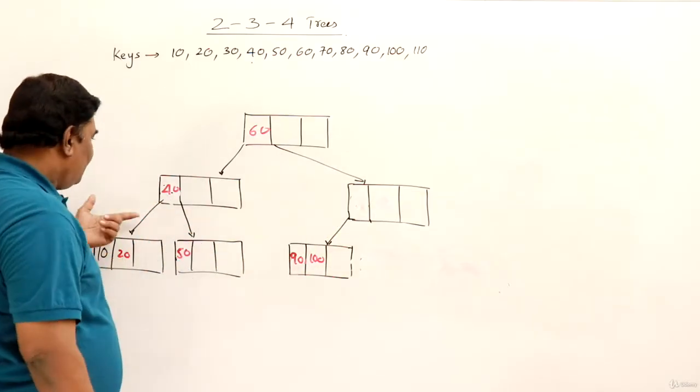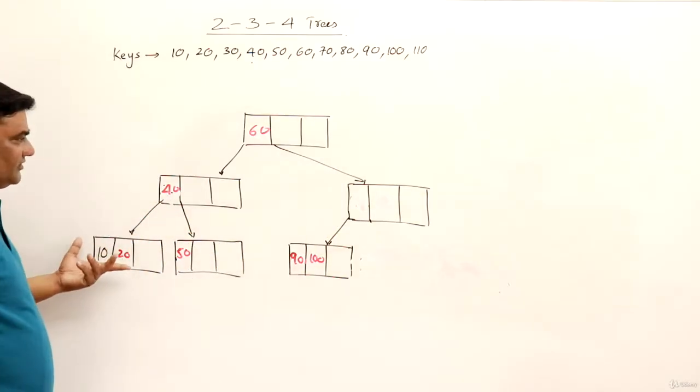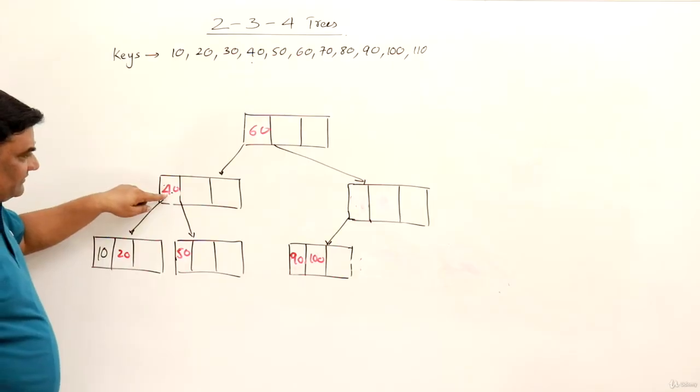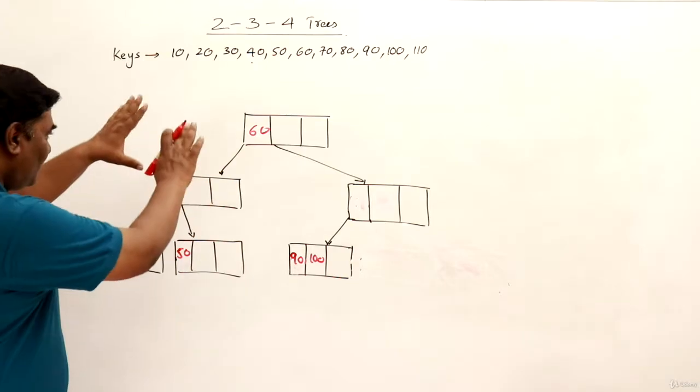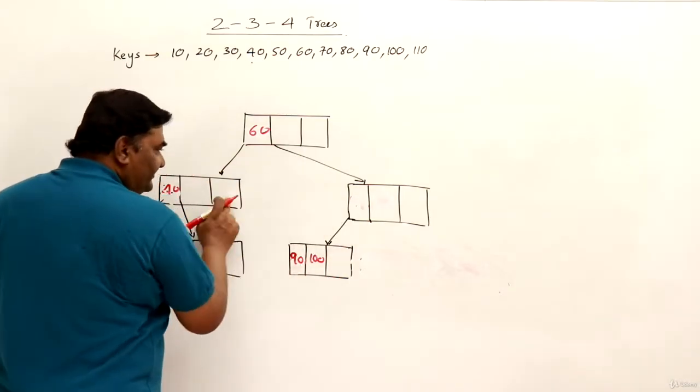So do what? Borrow. Can you borrow from here? No, it cannot be borrowed because there is only one key on this side, right? If two keys are there, then you can borrow. There is only one key. Then do what? Merge that one also. So merge these two together.